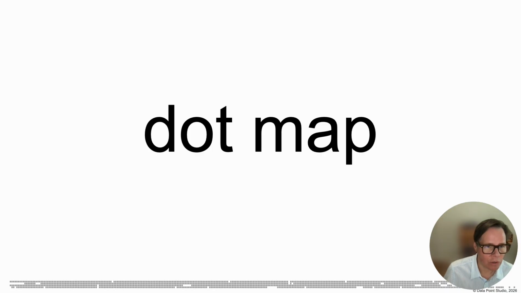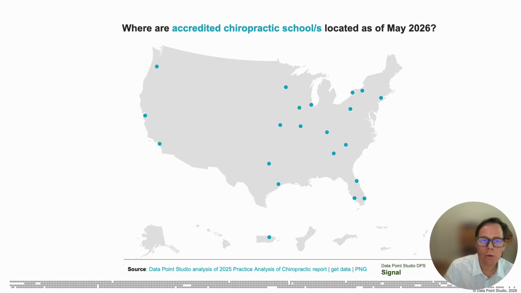We could tell a different story if the question calls for it. With a different question, we could do a dot map. So, for example, where are accredited chiropractic schools located as of May 2026? Now, did I not say that the data came from March 2025? Well, I went to the source and I asked, is there any status update on this data? And there is not. So therefore, I can now say with confidence, May 2026.